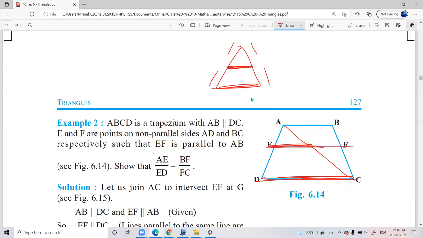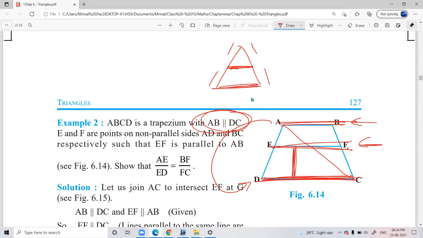Sir, can you repeat it again, sir? See, this EF is parallel to AB. These two lines are parallel to each other. And we know that AB is parallel to DC. It was given, right? So if EF is parallel to AB and DC is also parallel to AB, then DC and EF are also parallel with each other. Simple idea.